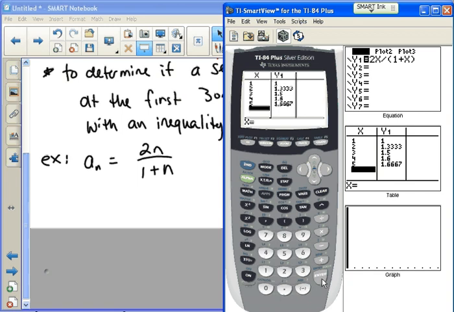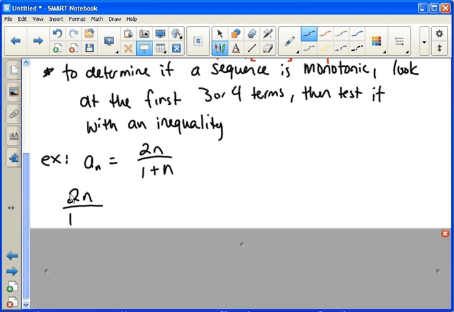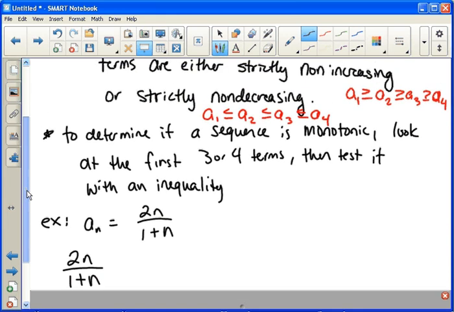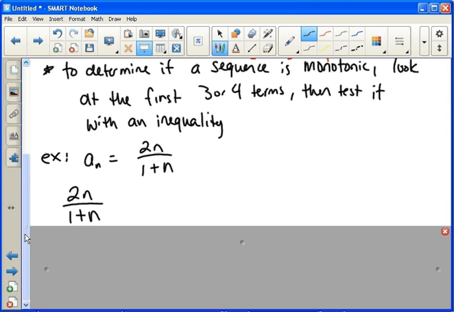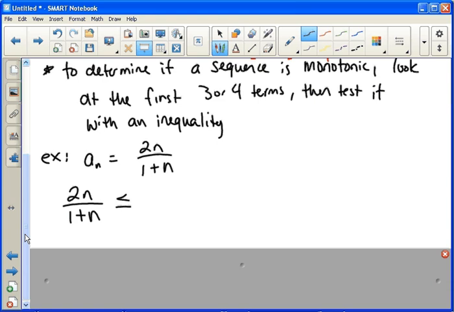Non-decreasing. So if I do that, non-decreasing, here's how you test it with the inequality. You take your original function. Since it's non-decreasing, if you look back up here, just make sure you know this one goes with this one, this goes with this. Non-decreasing is less than or equal to. So I'm going to do this is less than or equal to, and then I'm going to rewrite the original again, but I'm going to replace all of the n's with n plus 1. Okay, now if I simplify that, I'm just simplifying the right side. I get 2n plus 2 over n plus 2.